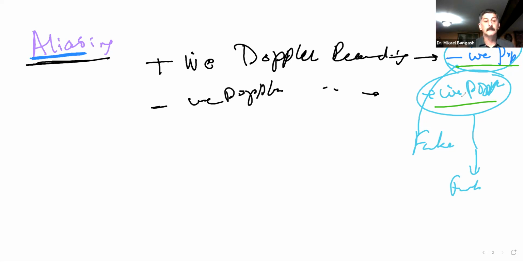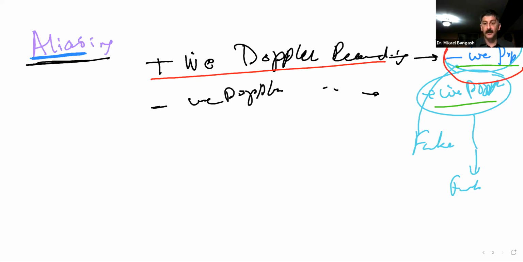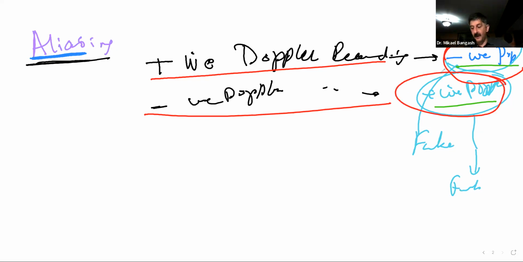Clear? Okay. So what actually was a positive Doppler shift, part of it is going to be shown as negative. And what actually was a negative Doppler shift, part of it is going to be shown as positive. Is that clear? So it's just going to be switched around? No. Okay, it's not going to be switched around because there is an if to this.